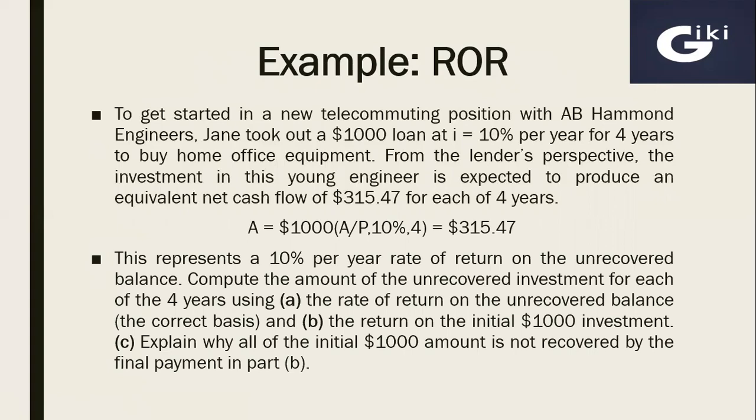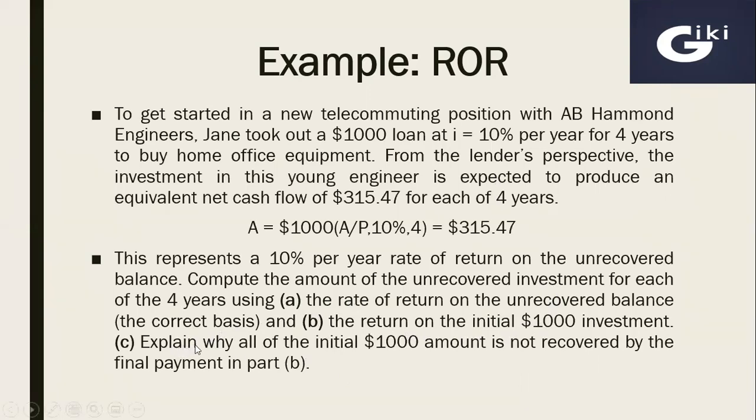We have to compute the amount of the unrecovered investment for each of the 4 years using option A, the rate of return on the unrecovered balance. So in option A, we'll use the rate of return on the unrecovered balance and calculate. Then option B, the return on the initial investment. So in the second option, we'll calculate interest on the basis of the initial investment, which is $1,000, and 10% of $1,000 every year will be the interest amount.